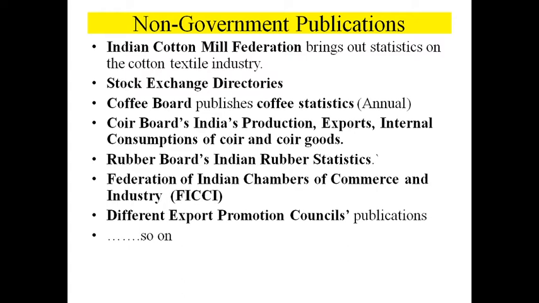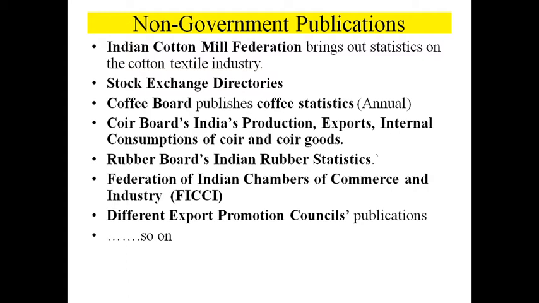In non-government publications, you find one category, that is industry bodies and trade associations. Here you see this example, Indian Cotton Mills Federation. This brings out statistics on the cotton textile industry. So data related to the cotton textile industry you will find there. Then you know about the stock exchange. So stock exchange directories are there. This can be a good source of secondary data relating to the stock market.